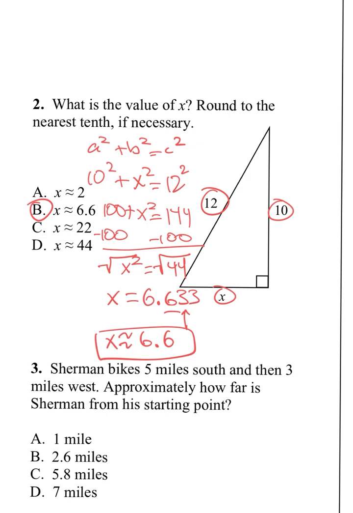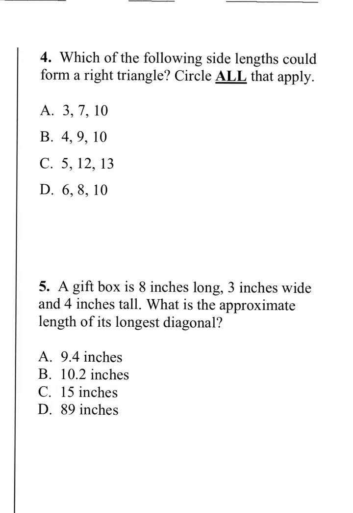Number 4. On number 4, you might need some scratch paper. Number 4 says, which of the following side lengths could form a right triangle? Circle all that apply. So there might be more than one right answer. Like before, you're going to need the Pythagorean theorem: a squared plus b squared equals c squared.